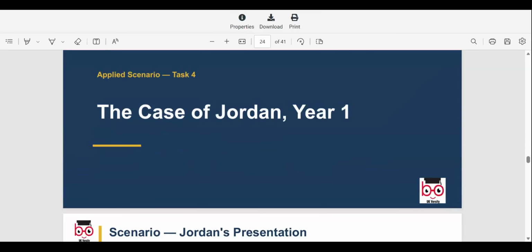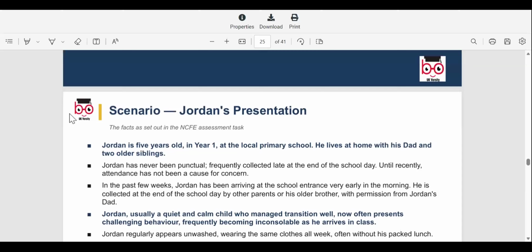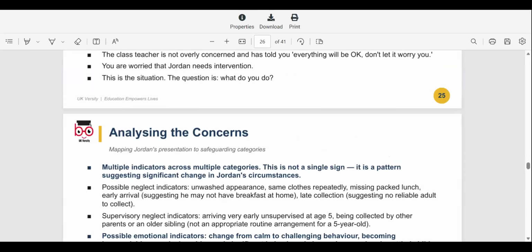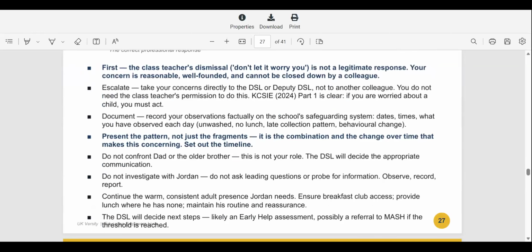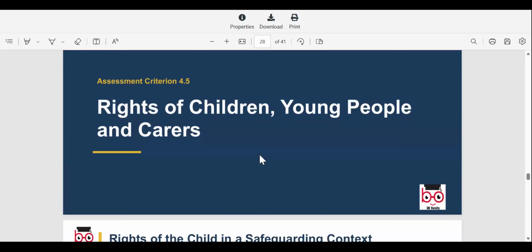Task applied: a scenario task for the case of Jordan. It's just a scenario of Jordan's presentation, which you can have a look at in your own time, mapping indicators in regards to Jordan's situation, and then some actions you can take for Jordan.